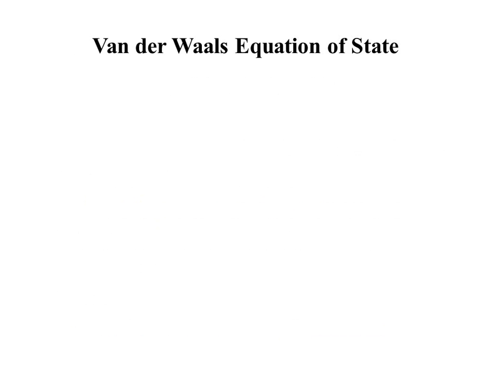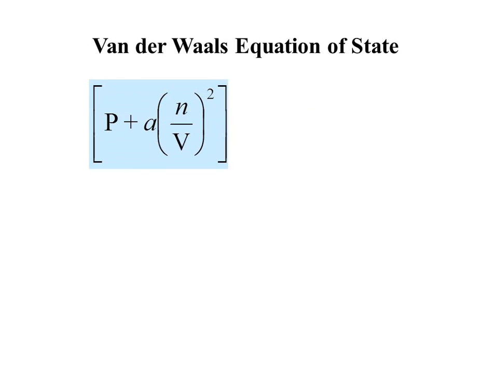All right, so here we go. Van der Waals fixed PV equals nRT for non-ideal gas behavior. See if you can find PV equals nRT there. Not too bad. Basically, and it says it on a slide coming up, your pressure term has something added to it. Your volume term has something subtracted from it. Is equal to nRT.